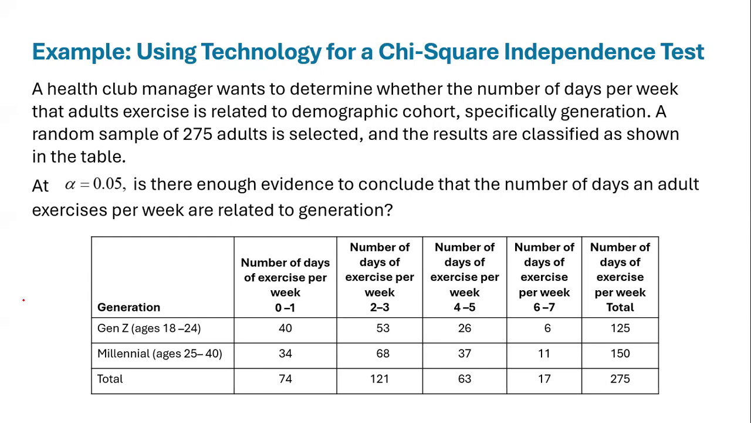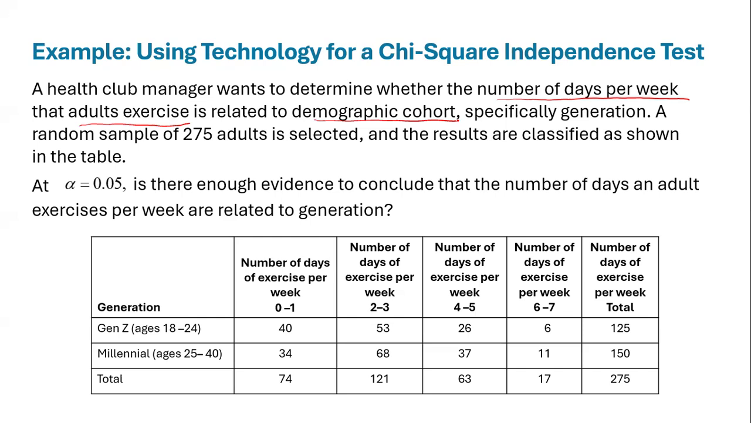This question says, a health club manager wants to determine whether the number of days per week that adults exercise is related to demographic cohort. So we have two variables, the number of days the adult exercises and demographic cohort. Okay, it means a generation. So we have two variables. We want to compare these two variables.